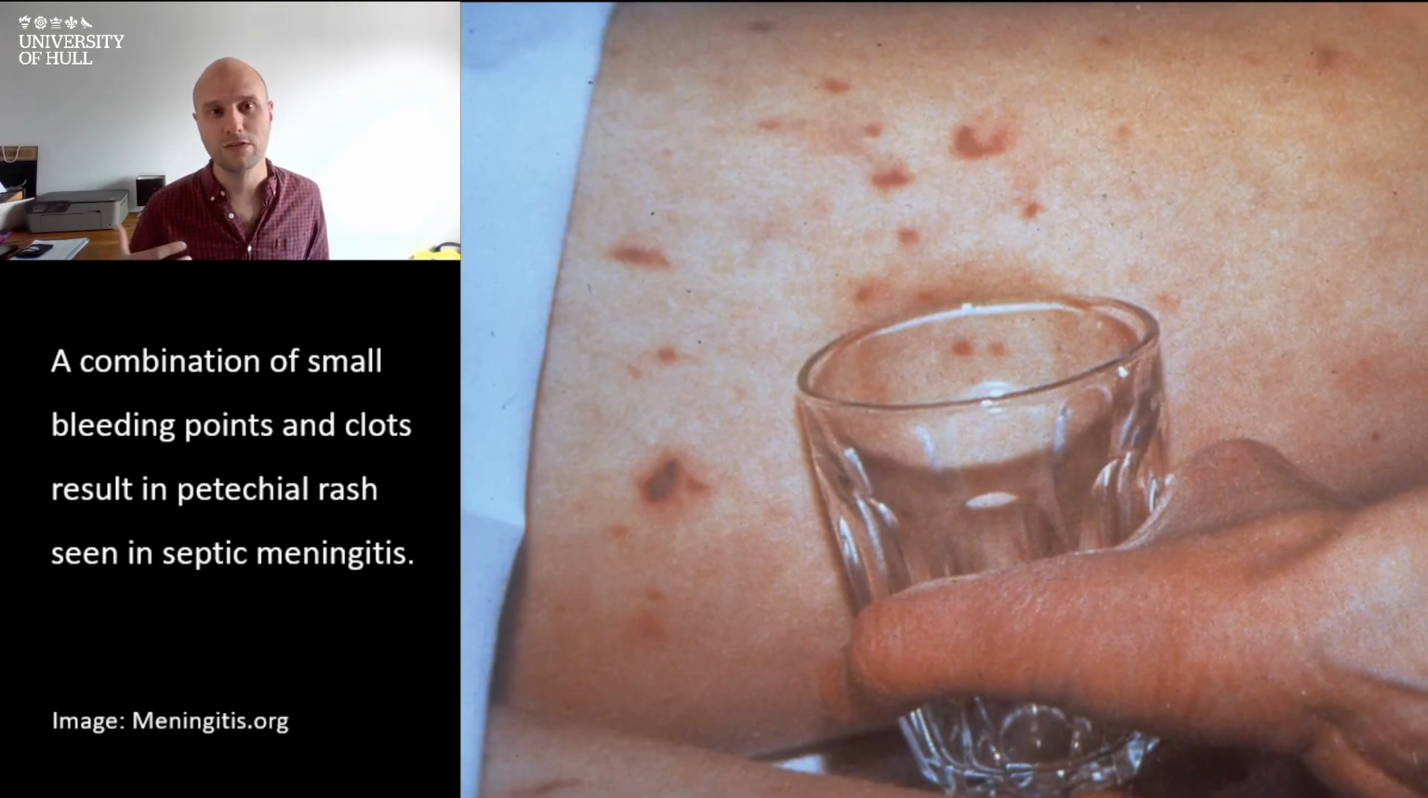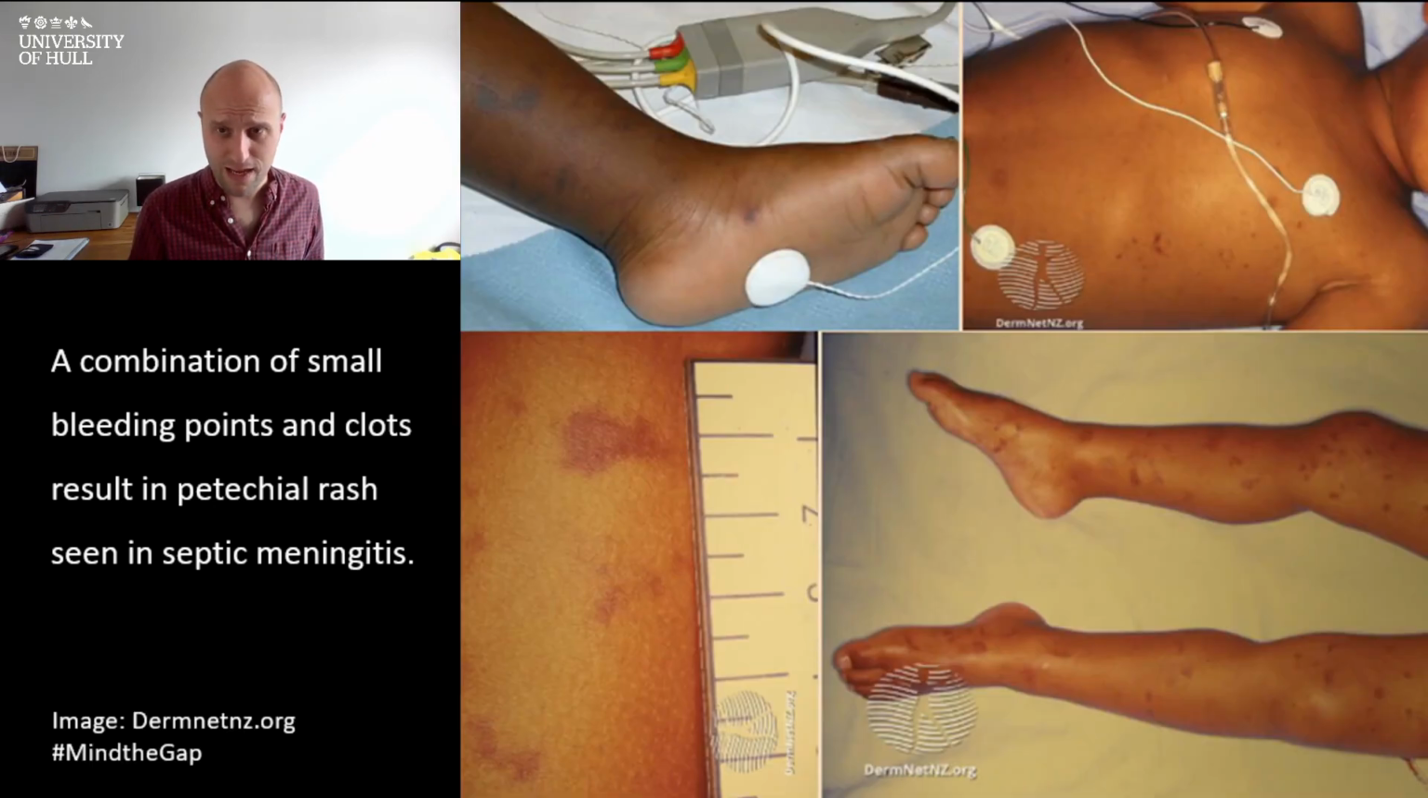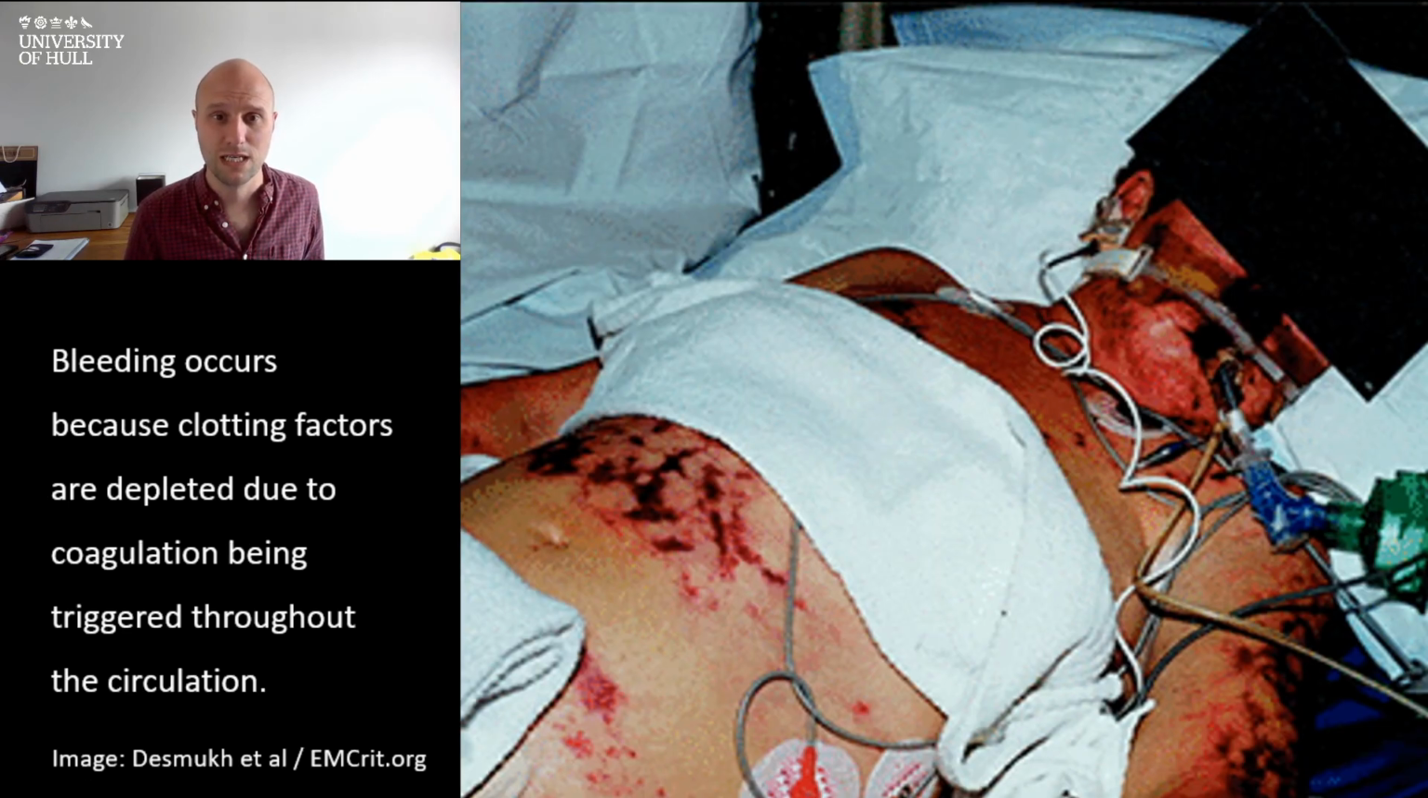We also, because there's inappropriate clotting happening, the clotting factors are being used up. This might explain the rash that you may see in septic meningitis. So it's non-blanching, doesn't change colour when you put some pressure on it, like a piece of glass, for instance. A rash that is peculiar to septic meningitis. And here some darker skin. It's important to be able to recognise it in a variety of skin tones.